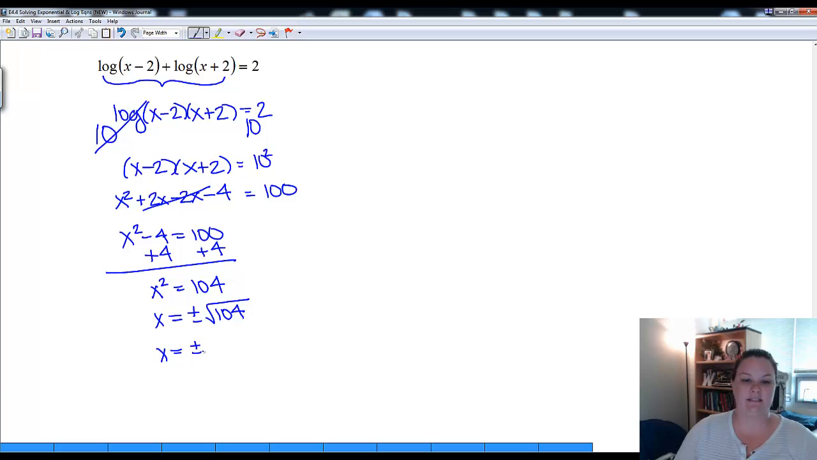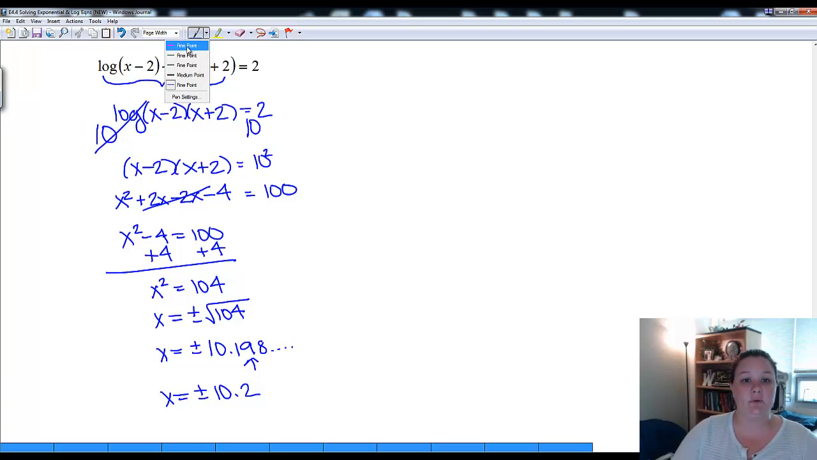So I'm going to get x is equal to, when I take the square root of 104, it gives me 10.198 and some more stuff, which I'm going to round to the nearest hundredth, which is the second decimal place. Notice there's an 8 behind it. That 8's going to bump this 9 up to a 10, which is going to bump this 1 up to a 2. So I end up with x is equal to plus or minus 10.2.